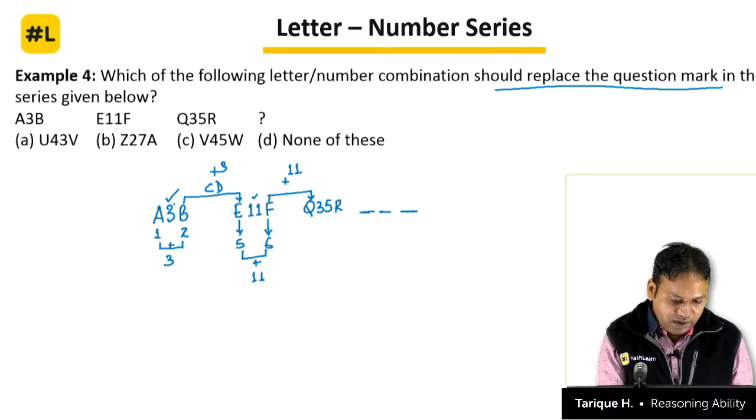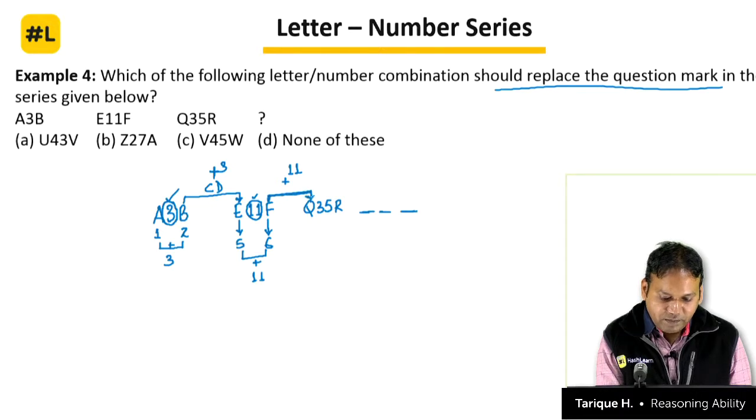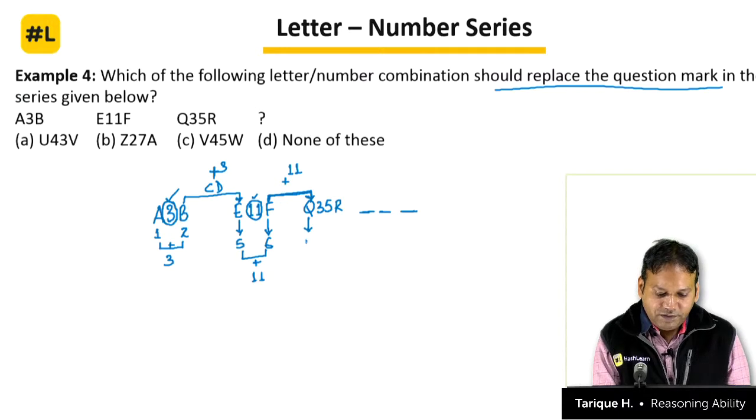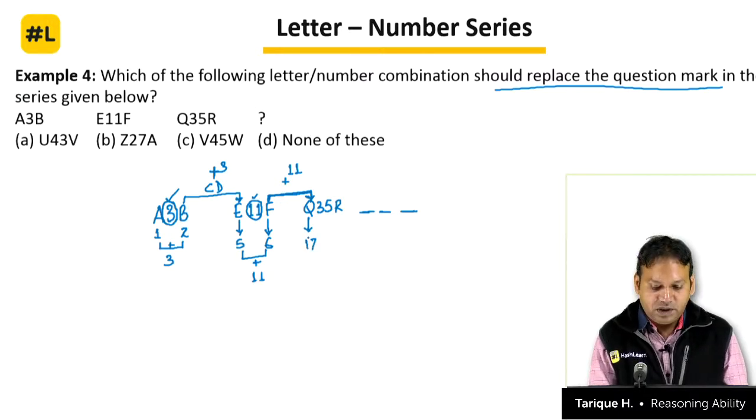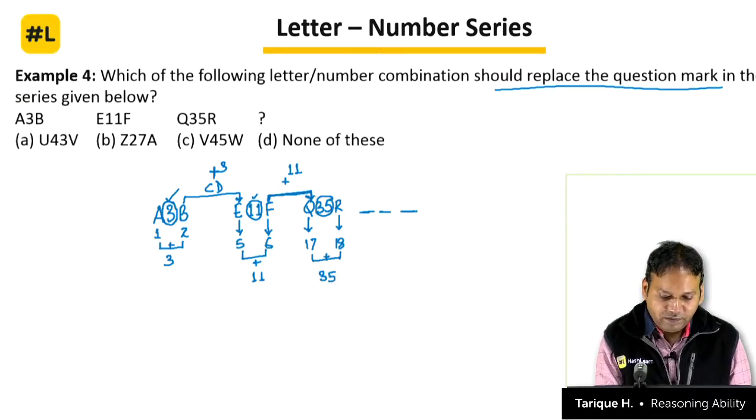The center number here is 3, and so we are doing plus 3. B plus 3 is E. The central number here is 11, so we are doing F plus 11. So we get Q. Q is the 17th letter, O, P, Q. So Q is the 17th letter and R is the 18th letter. Sum of 17 and 18 gives you 35, and that is how you get the middle number here, 35.